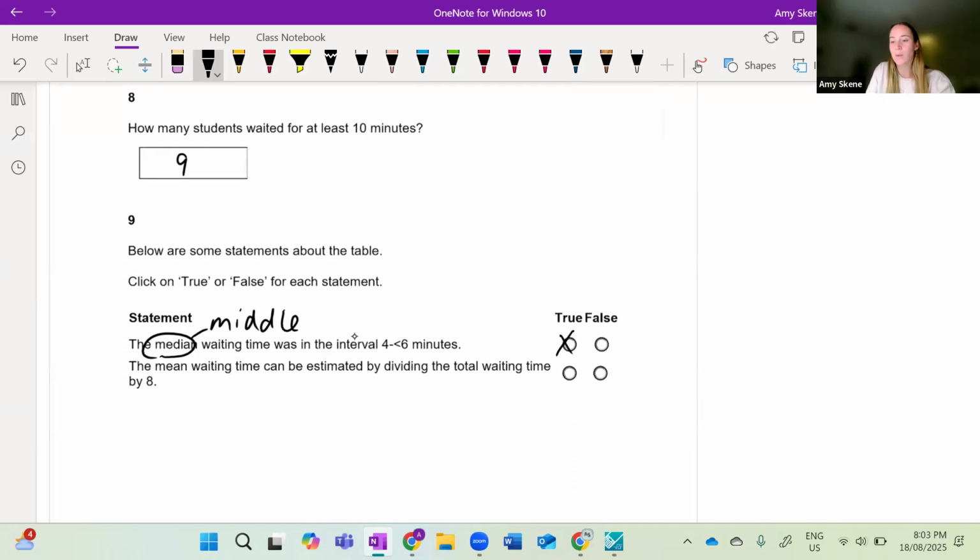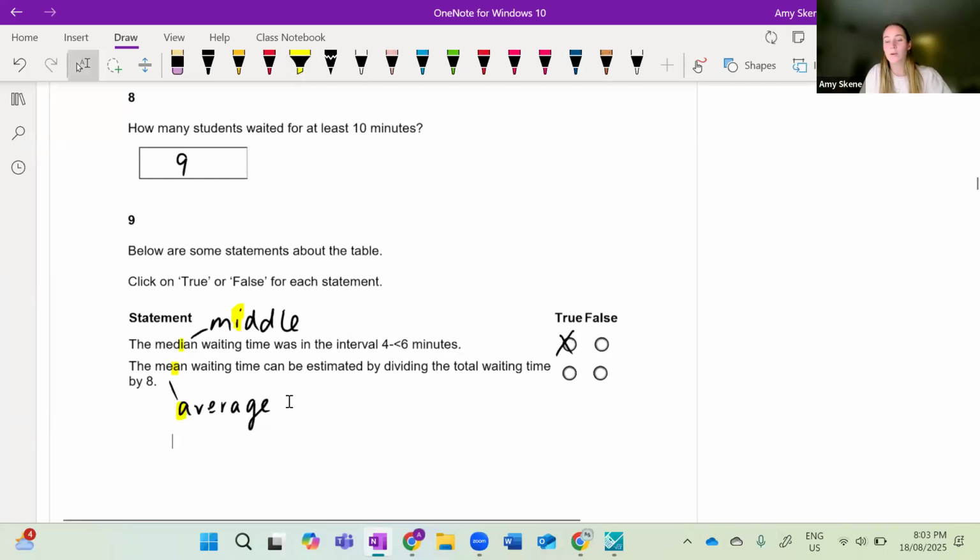The mean waiting time can be estimated by dividing the total waiting time by 8. Mean means the average. So that's the average. A way I remember this, median, you've got the letter I in it, and in middle, you've got I. In mean, you have the letter A, and for average, you have A. So the median's the middle, the mean is the average. The average can be calculated by tallying up all of the total number of students and dividing them by the number of different categories they're in. So the mean waiting time can be estimated by dividing the total waiting time by 8.